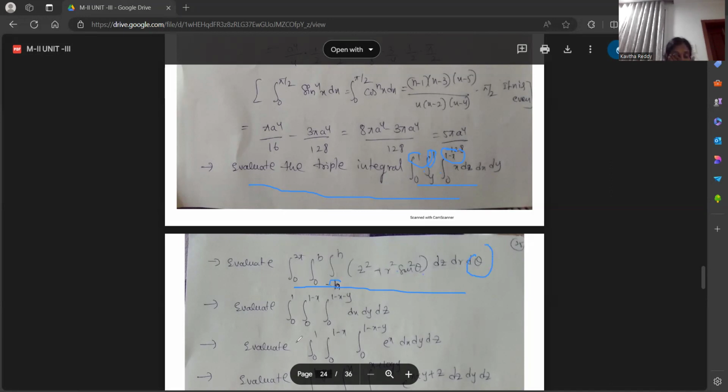Here observe the integrations: first with respect to z, then y, then x. Here also the same, e to the power x with respect to z, with respect to y, at last x. Based on that, these are the problems of multiple integrals.